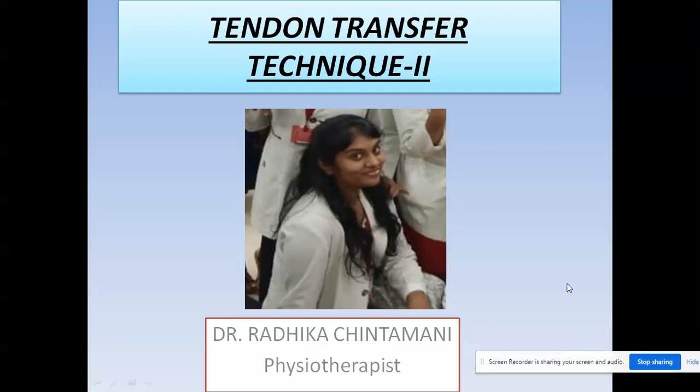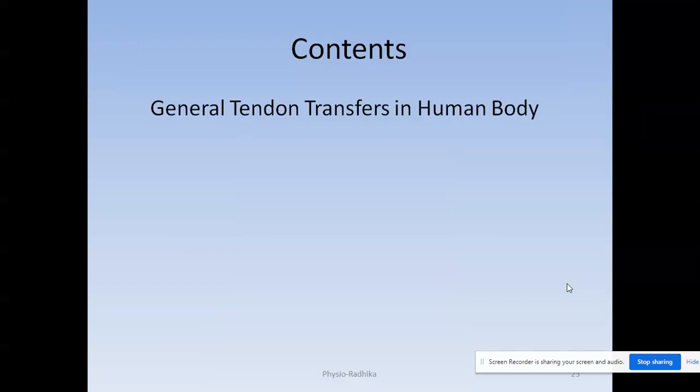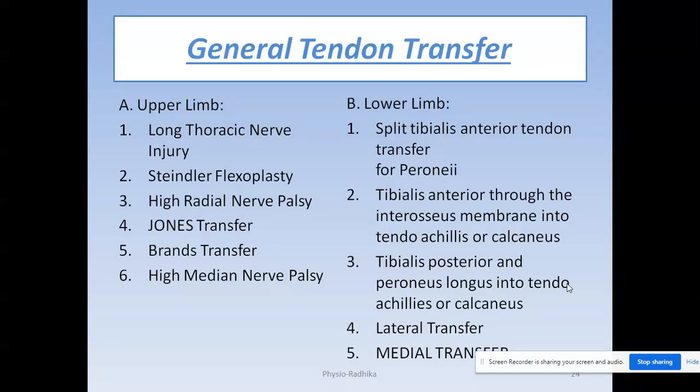So, what all we learned in the tendon transfer technique are just the basic principles, types of transfers, definition, its history, and indications. Let's start with what are the techniques which are generally performed in the human body. So, it is classified into two types, upper limb and lower limb. So, we'll be dealing with these all today.